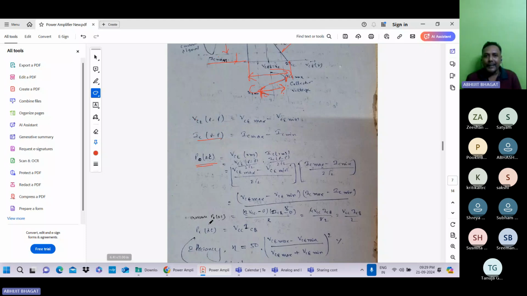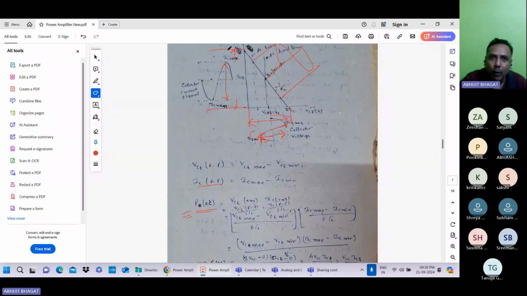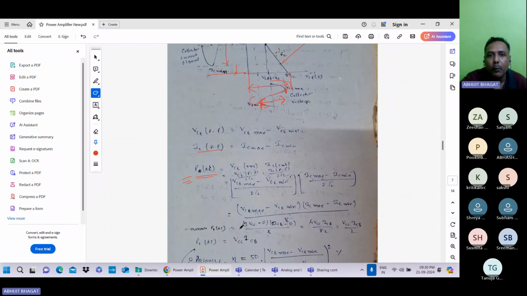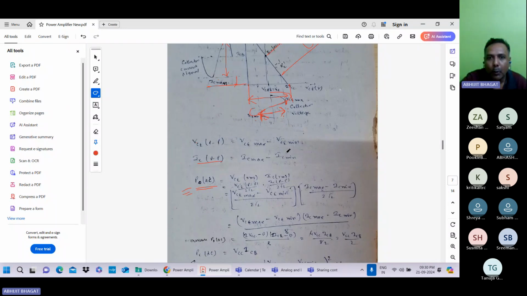Next is maximum output AC power. What is the maximum output? You get the maximum output when your output side voltage and current are maximum. So when the output side voltage and current are maximum, your VC max reaches up to 2 VCC. So you put VC max as 2 VCC, and VC min reaches 0.